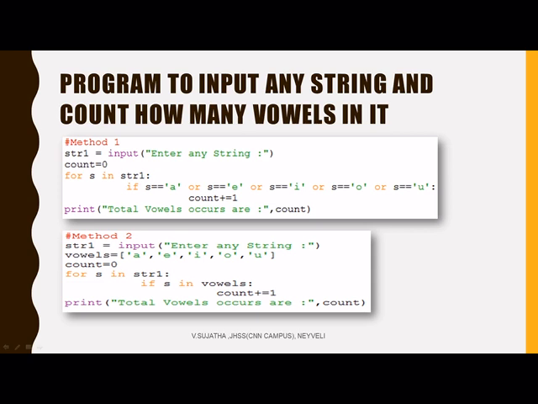Then from that string, you have to take each and every character. Suppose you have given Javahar. In str1, Javahar will be there. From that, J will come into S. So now you check whether S is equal to A, or S equal to E, or S equal to I, or S equal to O, or S equal to U.